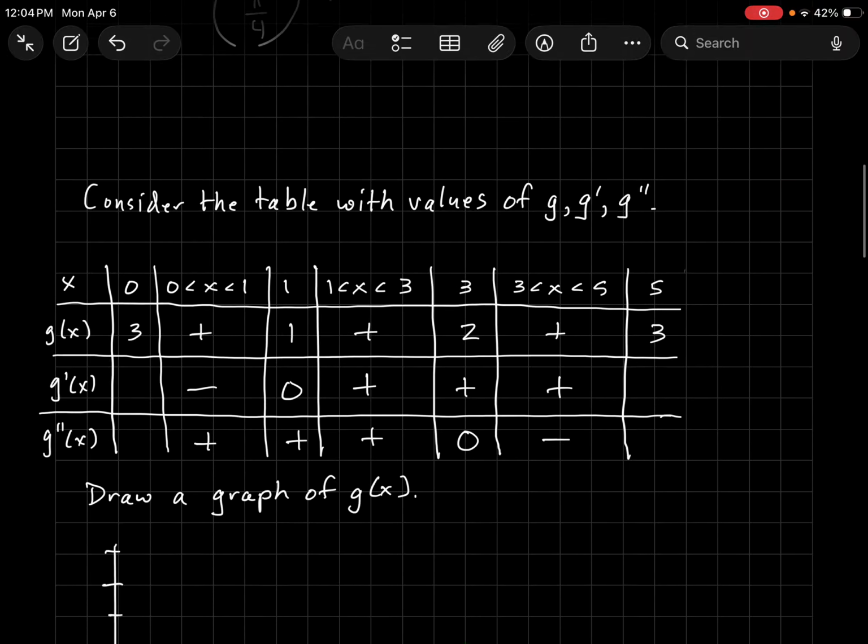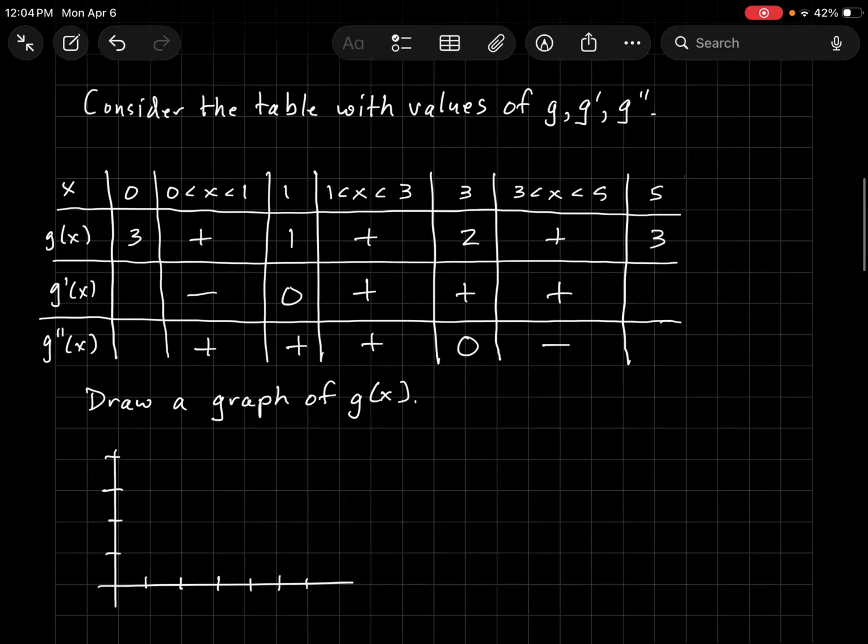Let's do one with a table. Consider the table with the values of g, g prime, and g double prime. And let's draw a graph of g of x. How should we start? I think I should start by plotting the actual points of g that I know. So I know that g of 0 is 3, g of 1 is 1, g of 3 is 2, and then g of 5 is back up to 3.